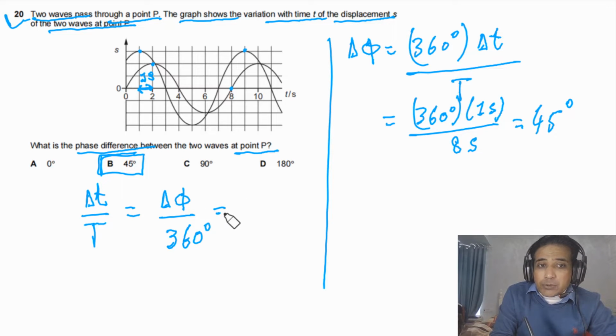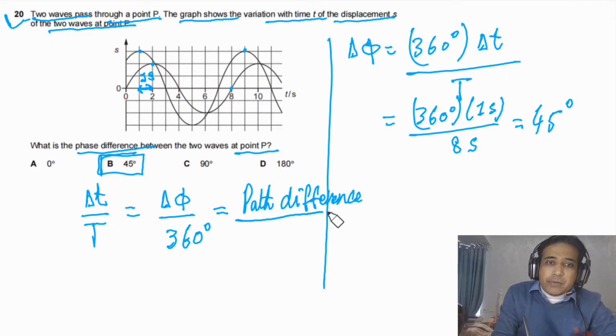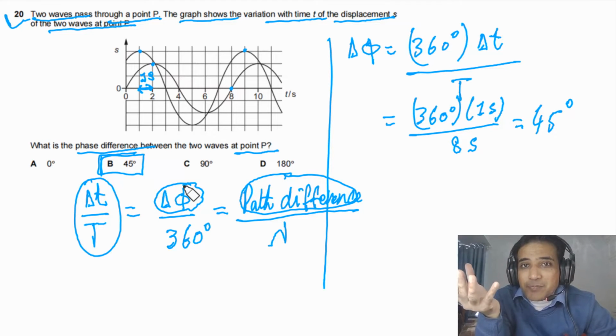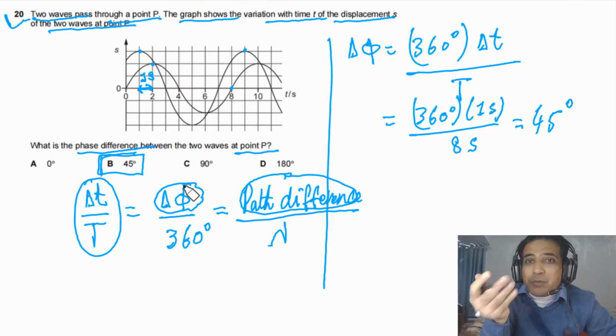This formula you can also extend to path difference. So this ratio is also equal to path difference divided by lambda. So sometimes they will give you the time difference, they will ask you to calculate path difference, sometimes they will ask you to calculate phase difference. So this is the main idea. Question can be different, but concept is the same, because this is just like a tool. This tool is the same. There can be different machines, different questions, but you can use the same tool. So this is the main tool.